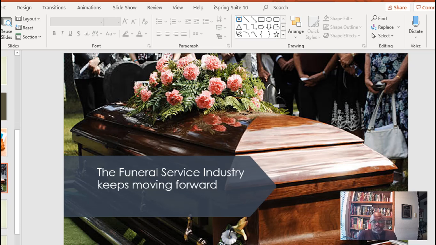Now the funeral service industry keeps moving forward. We have over 300 million people in the United States, so you're going to see more and more funeral homes. The population is swelling more and more, so you're going to see more funeral homes pop up. But the autopsy is the one thing that has slowed down the funeral industry, in that it's kept people around longer. So it's going to continue doing what it does, and the funeral industry will continue to do what we do. And that's the end of my presentation.